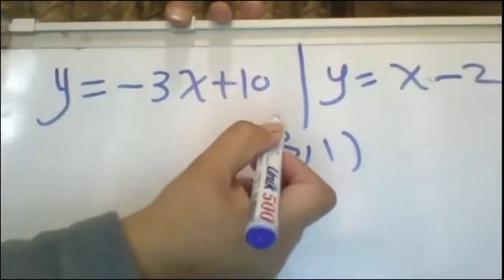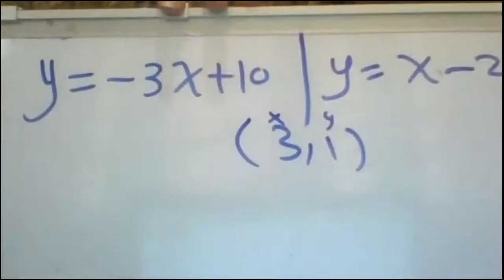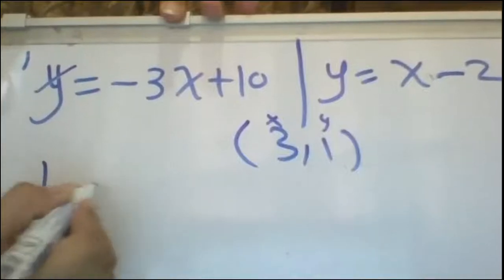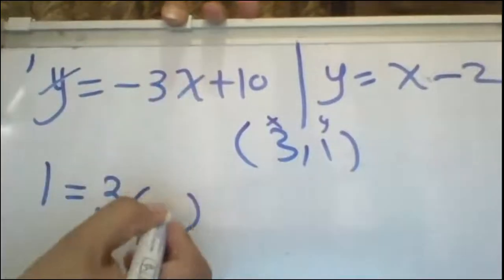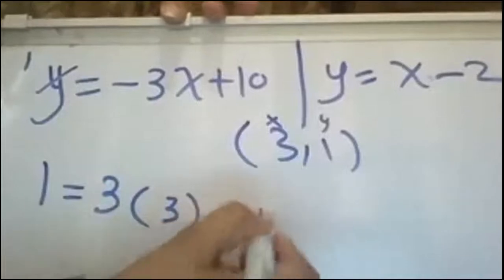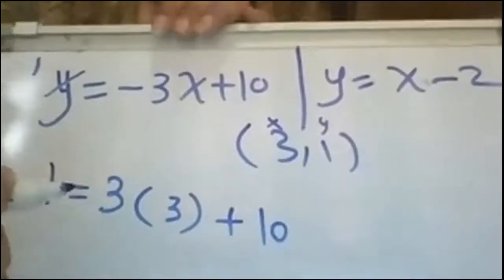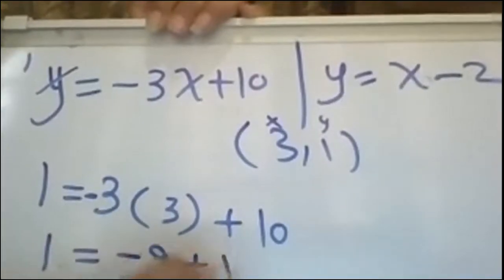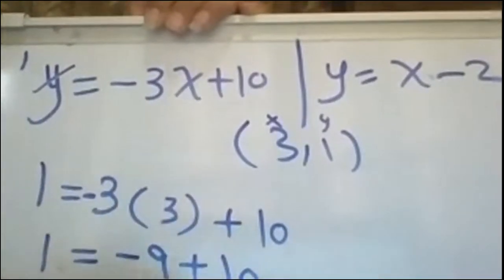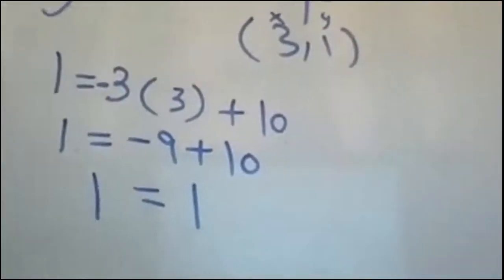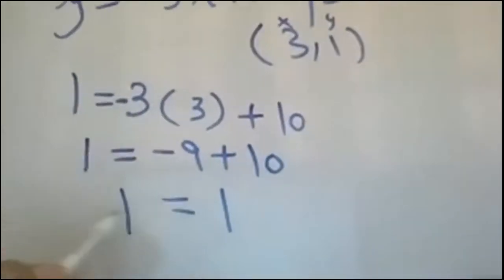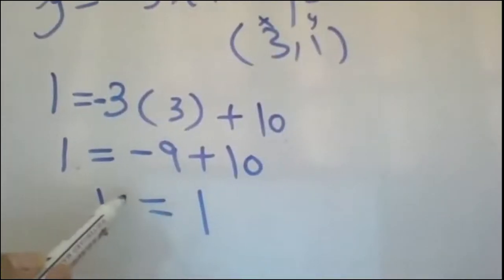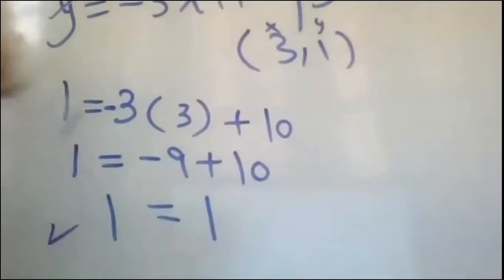So this is the value of x, and this is the value of y. Cancel y and put instead of it 1, cancel x and put instead of it 3. Then, sorry, this one was negative. Then 1 equals negative 9 plus 10. Then 1 equals 1. What do you notice, Judy? Both sides become equal, right? Yes. So yes, 3 and 1 was a correct answer.